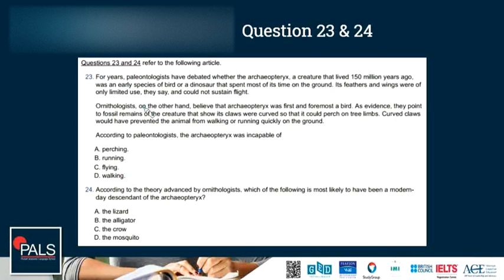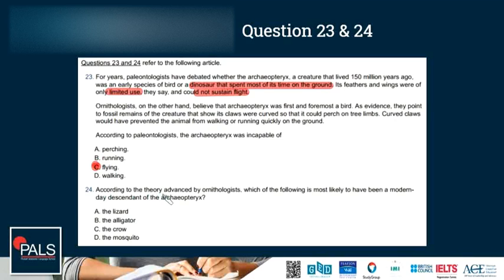So what do the paleontologists say? They say there was an early species of bird, a dinosaur that spent most of its time on the ground. Its feathers and wings were of only limited use, could not sustain flight. So, according to paleontologists, Archaeopteryx was incapable of flying.